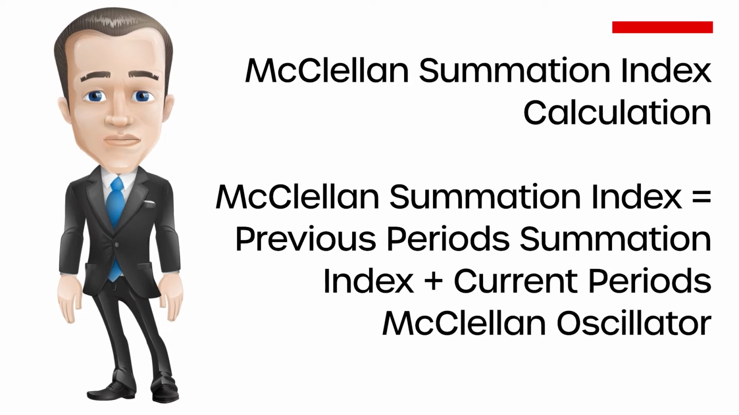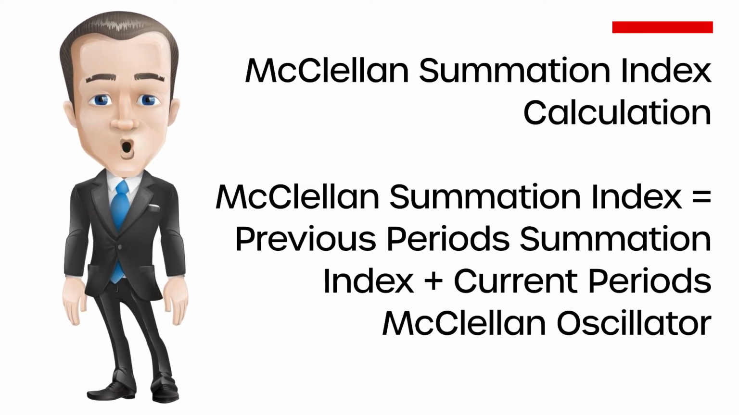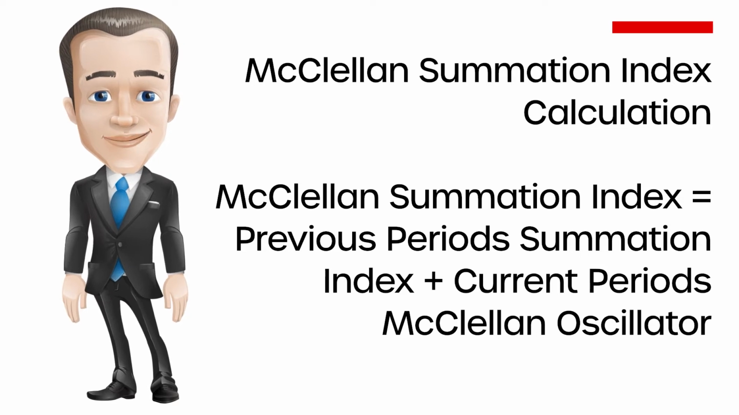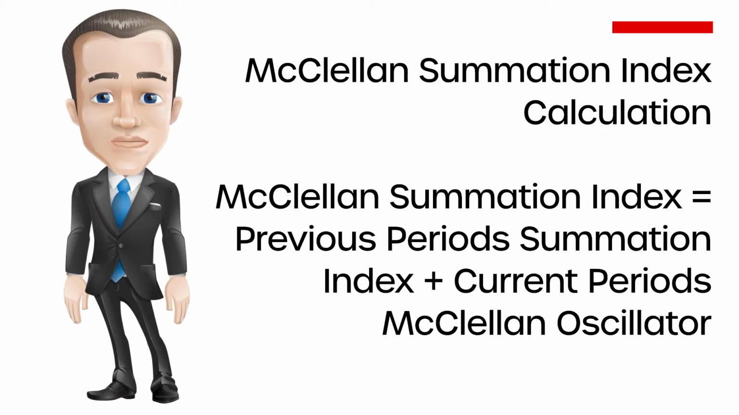Due to the way it is calculated, we can logically reach the conclusion that the summation index is a slower variety of the McClellan Oscillator. As such, it will be moving smoother than the oscillator. It will be crossing the zero line fewer times and will be forming divergences less frequently.